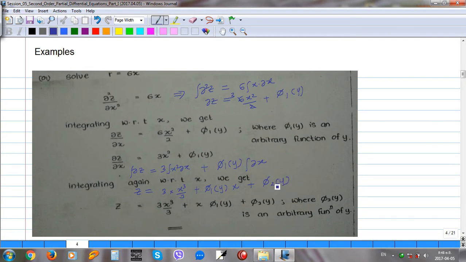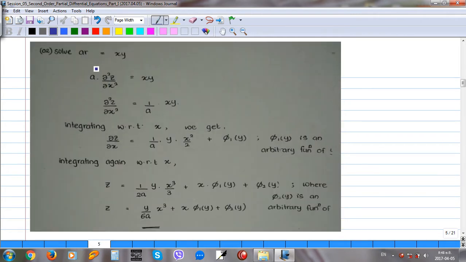So then we have to define phi 2 y, an arbitrary constant of y. Then you can simplify this, and finally you can write z equals x cube plus x times phi 1 y plus phi 2 y, where phi 1 and phi 2 are arbitrary functions of y. This is the answer, right?